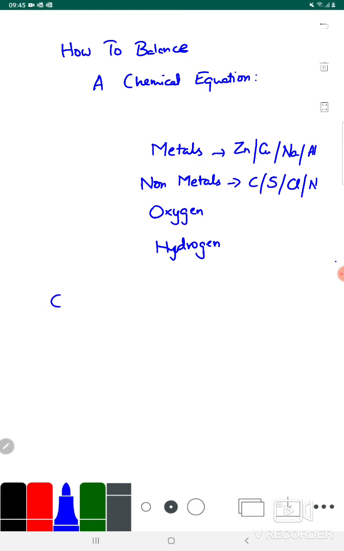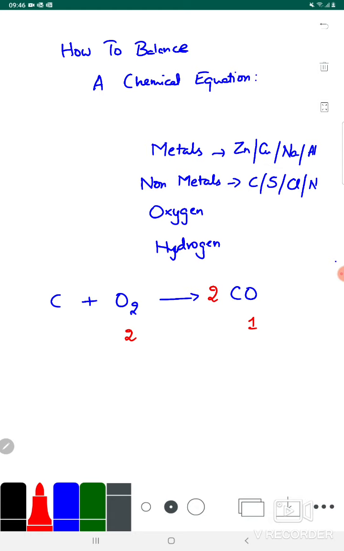Let us say C plus O2 gives CO, right? Now if you can observe here, first start with the non-metals. I have only one carbon. Here also I am having one carbon, so it is balanced. When I come to oxygen, I have two oxygens here, but only one oxygen present over here. So what I will do, I will make it two oxygens. Now again what happened? The carbon has increased to 2. So now balance here, and this will be my balanced equation, right?